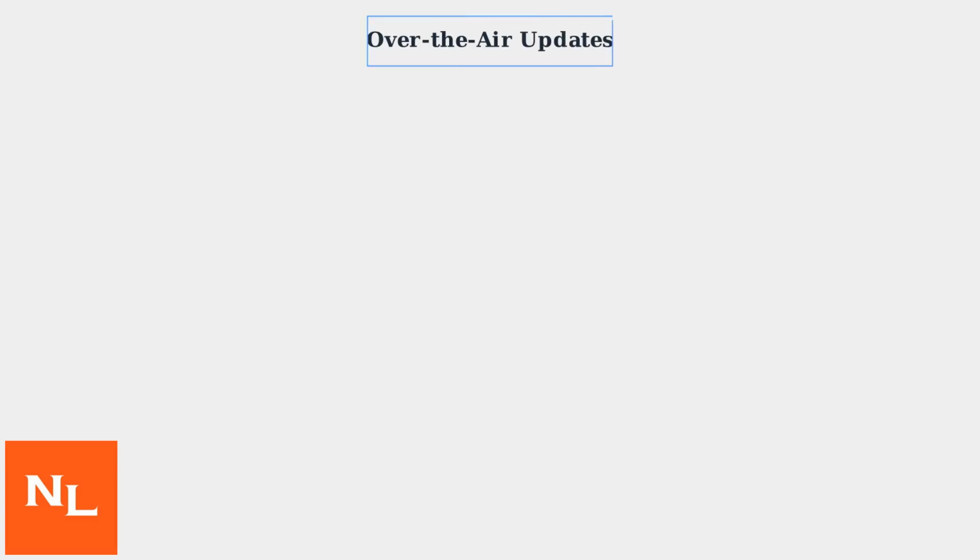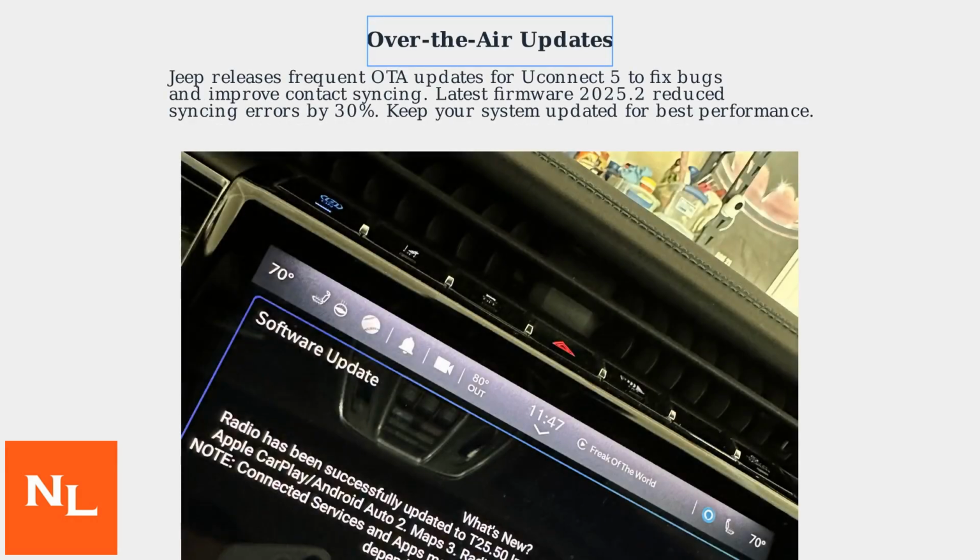Jeep frequently releases over-the-air updates to improve the Uconnect system. The latest firmware version 2025.2 includes bug fixes for contact syncing issues, reducing errors by 30% according to user surveys. Keeping your system updated ensures the best performance for managing favorites.